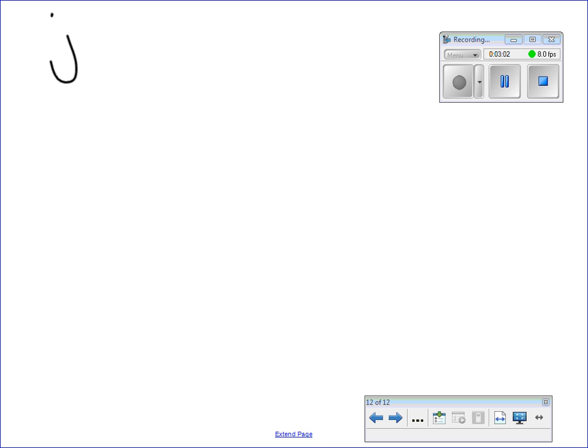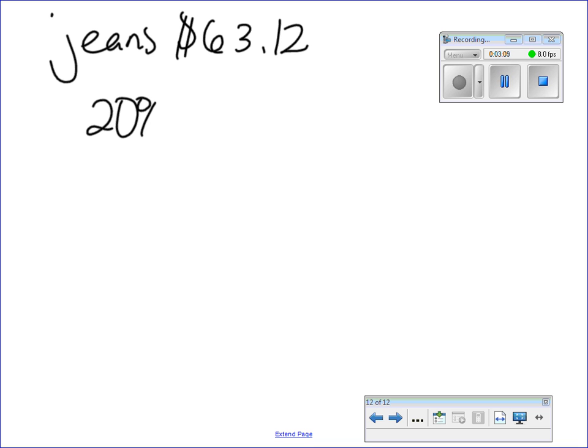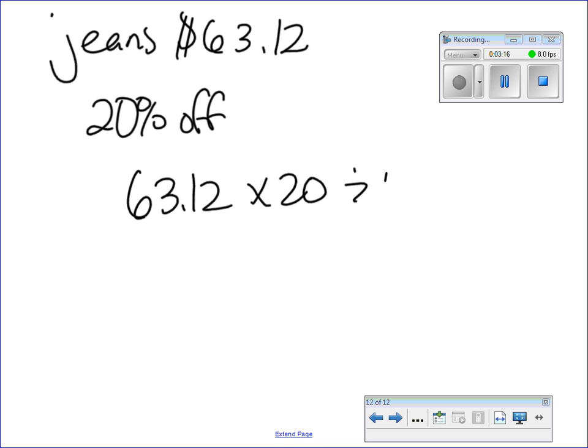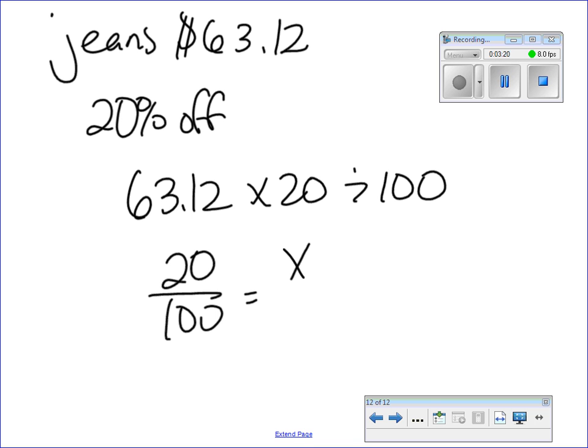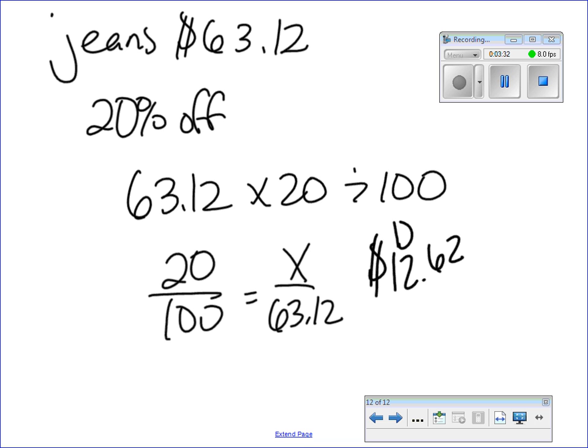Let's say you went to a store and they had a sale. Let's say you bought jeans and they were originally $63.12, but you got a 20% off discount. So $63.12 times 20 divided by 100, or 20 over 100 equals x over 63.12. So you would get a $12.62 discount.